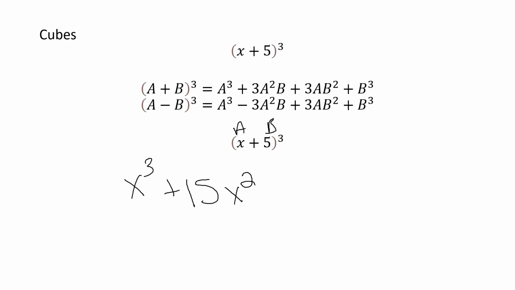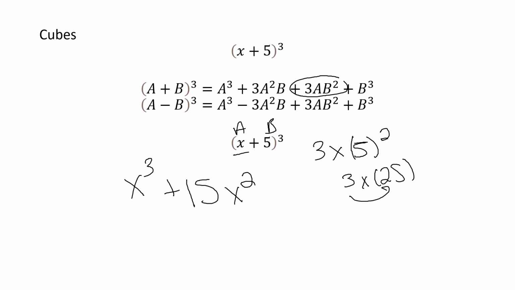Then the third term is 3 times ab squared. Don't think you can write the same thing twice, because this one is a squared while this one is b squared. So times 3a b squared. Now b is 5, so 5 squared is going to be 25. 3 times 5 is 75, so plus 75x.